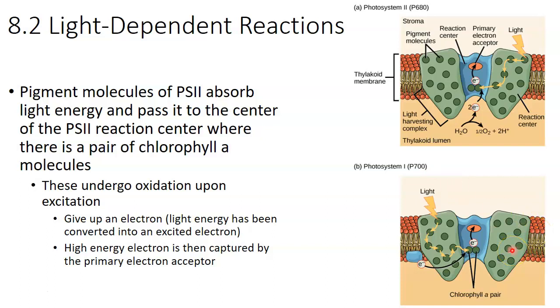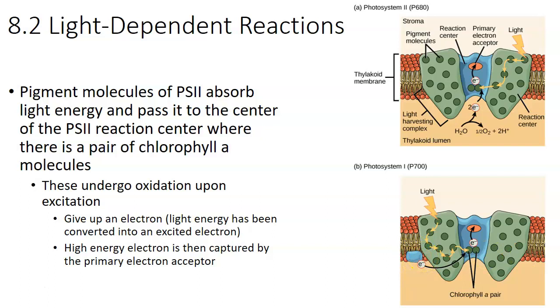The function is pretty much the same. So again, without going through it in too much detail, you can still see light comes in, it gets captured by pigment molecules. That energy gets passed to the center where we have a pair of chlorophyll A. Electrons get excited and they are going to be captured by the primary electron acceptor. So it's really the same thing happening in both photosystems. In photosystem 2, the electrons are replaced by water, but in photosystem 1, the electrons are not replaced by water. They're replaced by something else. So we'll talk about that in just a second.